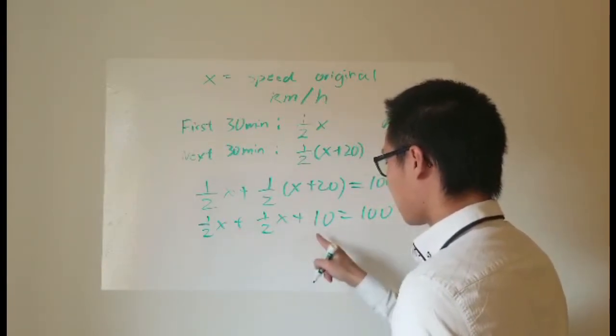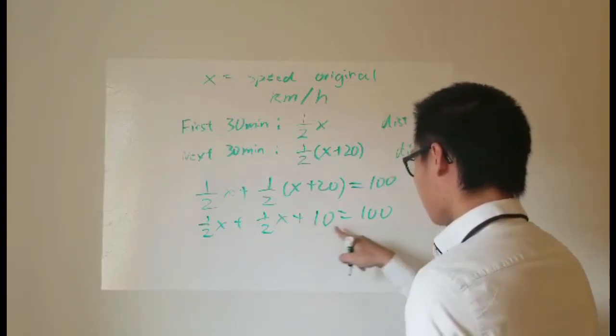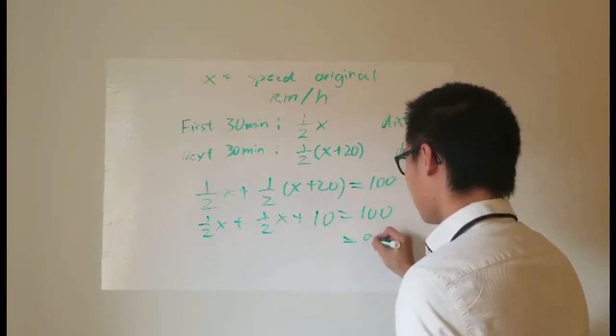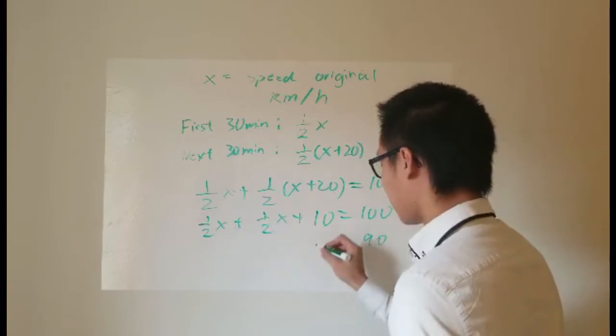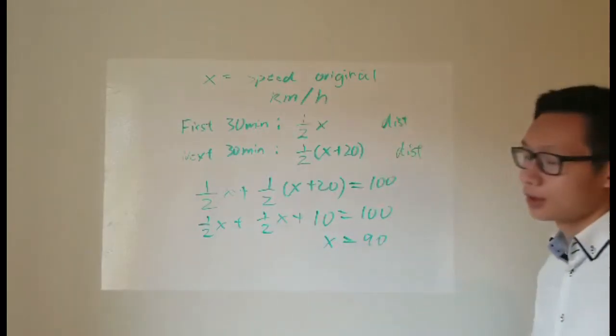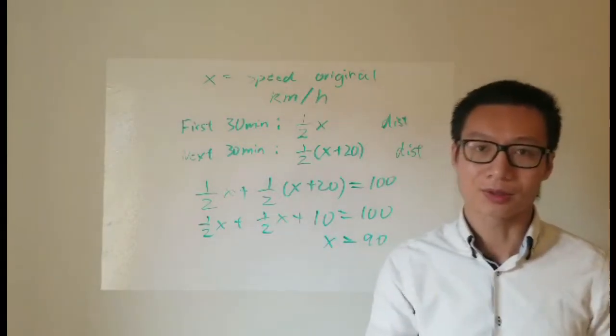Collecting these terms together and moving 10 to the other side first, we get 90. Putting these two together, we get one whole x, and x is equal to 20. That's the speed for the first half an hour.